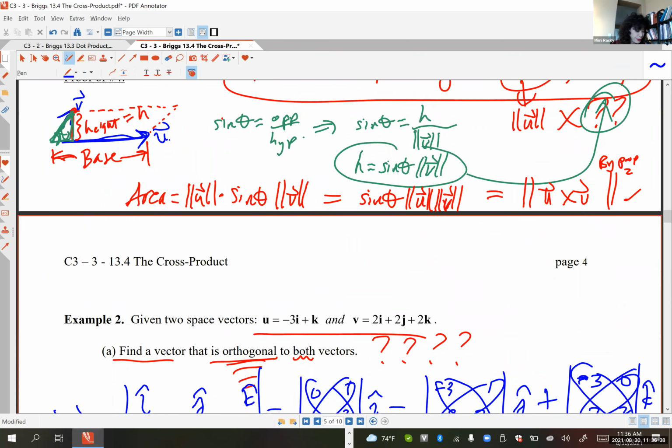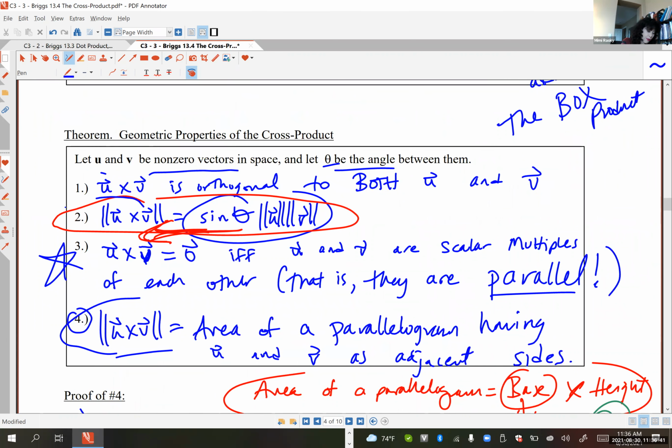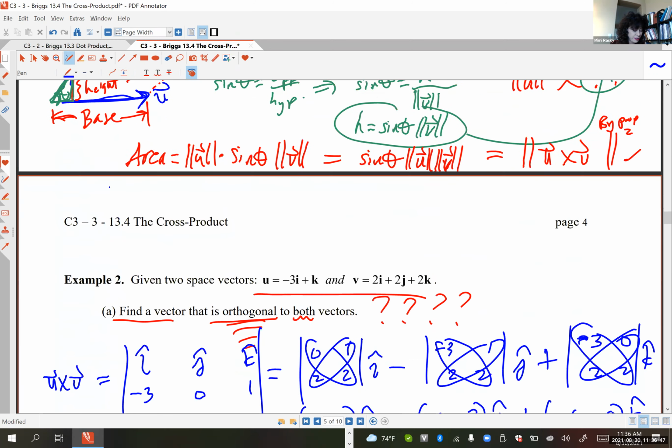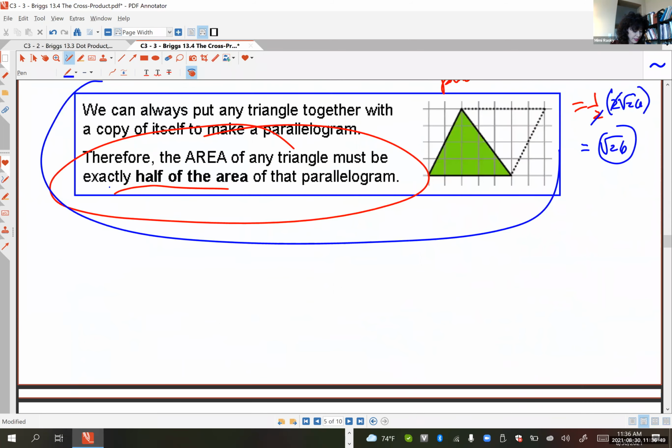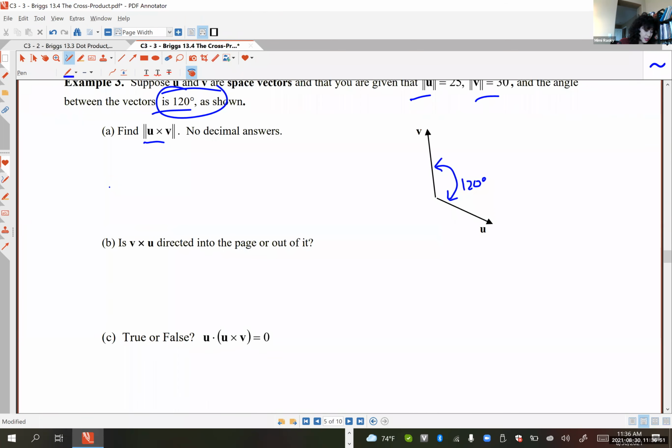Instead, you're going to use property 2 in the geometric properties. What does property 2 say? Look at it. We'll write it down again, don't worry. So property 2 says if they give me all the right ingredients, I can get this magnitude of the cross product. And they gave me all the right ingredients.